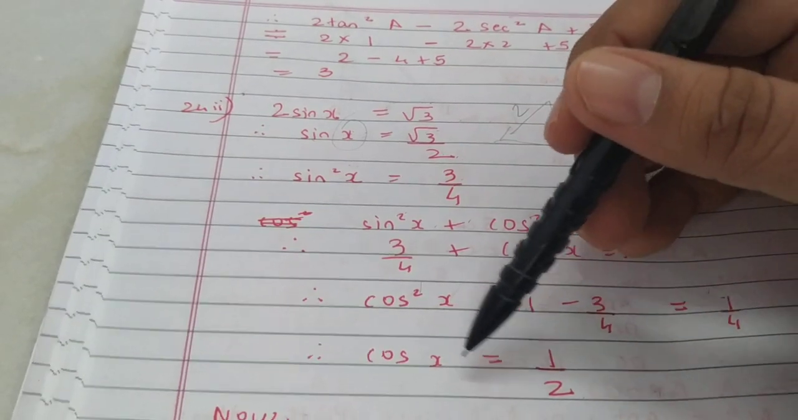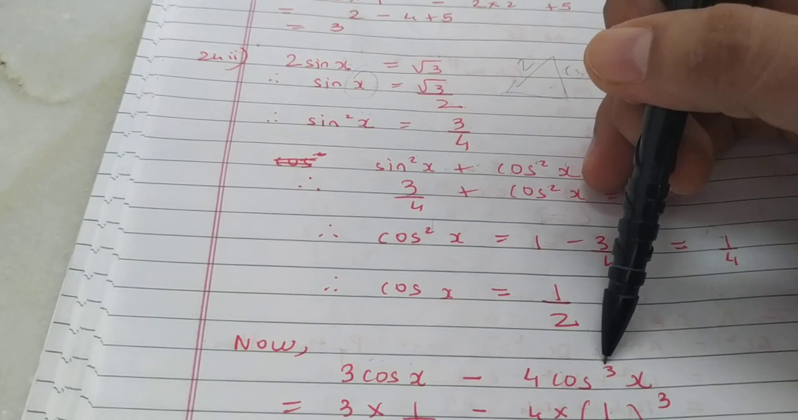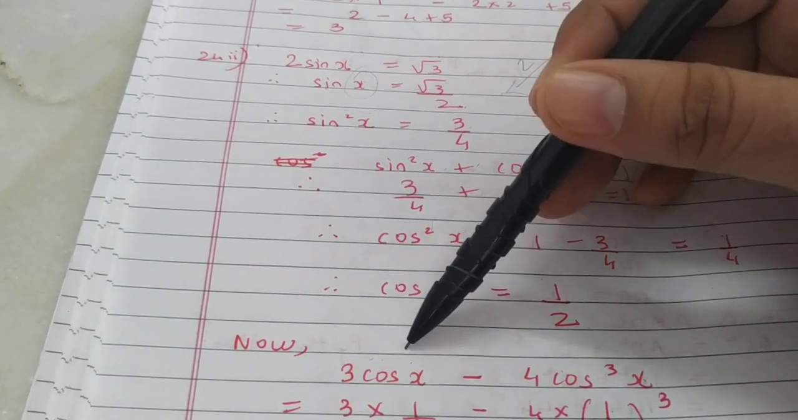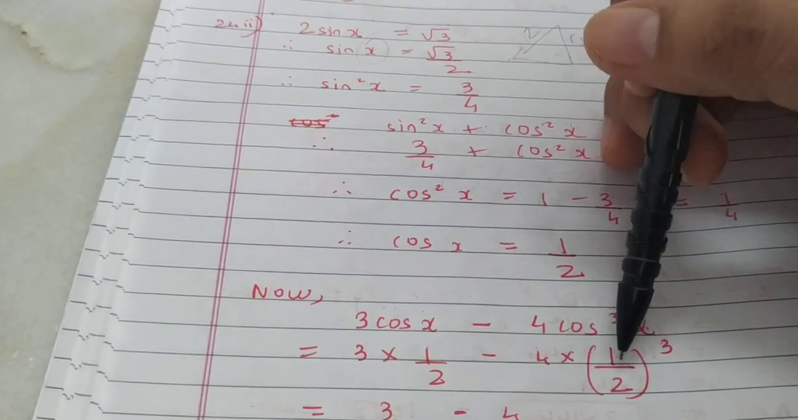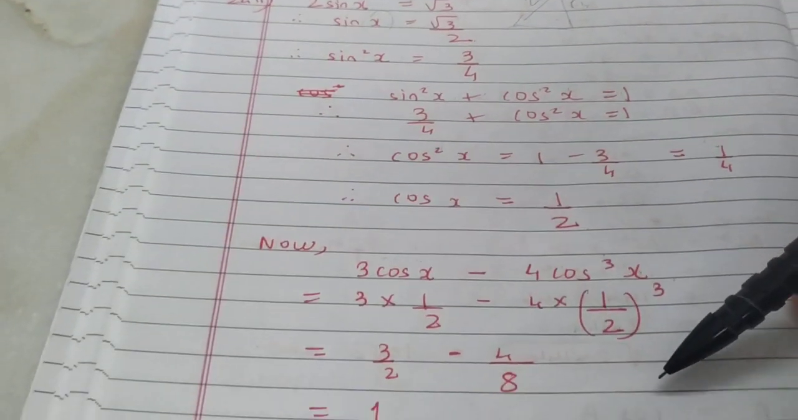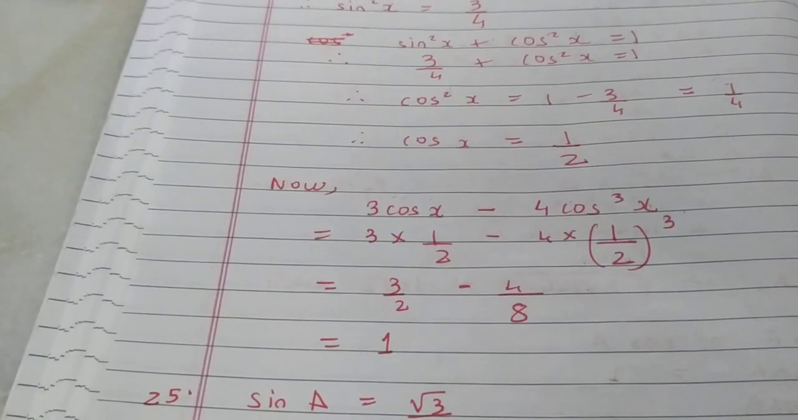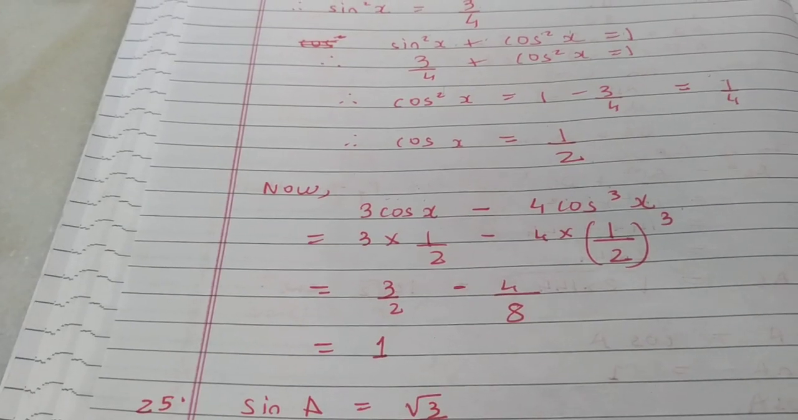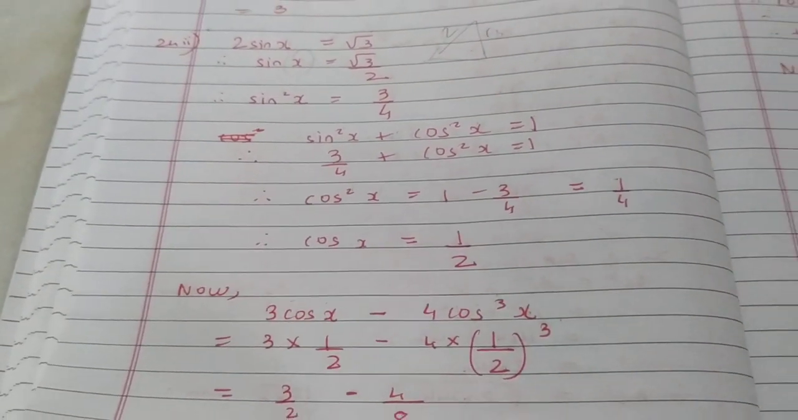And now what have they asked? 3 cos x minus 4 cos cube x. Cos x value we know, it is half. And cos cube x will be half the whole cube. So now solve this further, and the answer is 1. So that was an IMP sum. I showed you so many different methods, so you can do it by any one method.